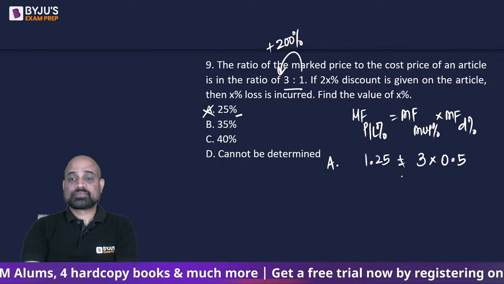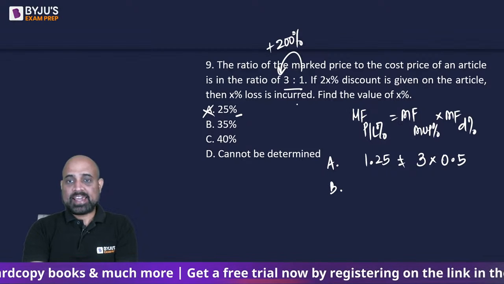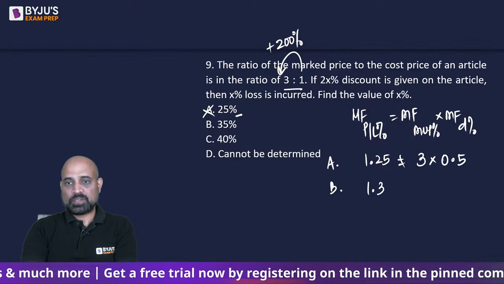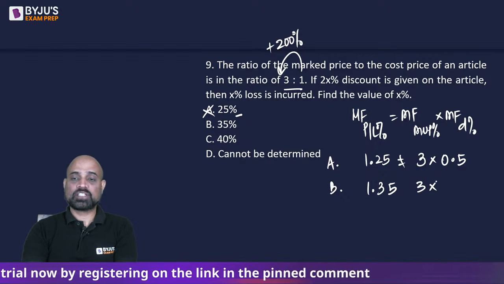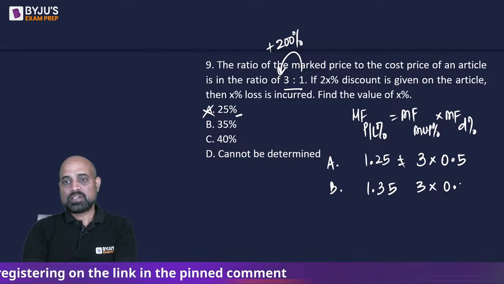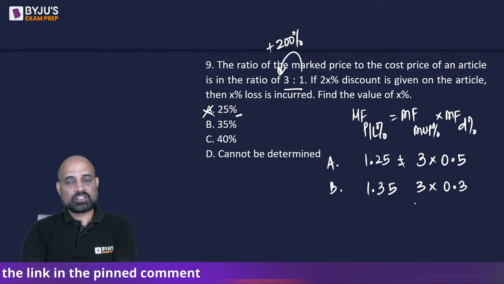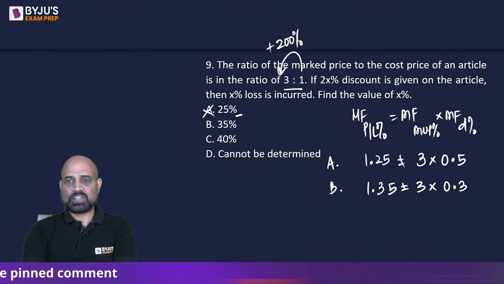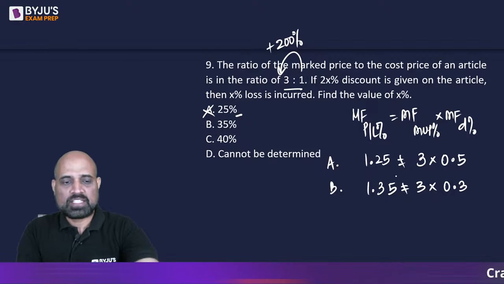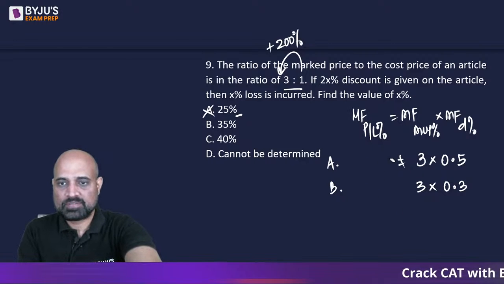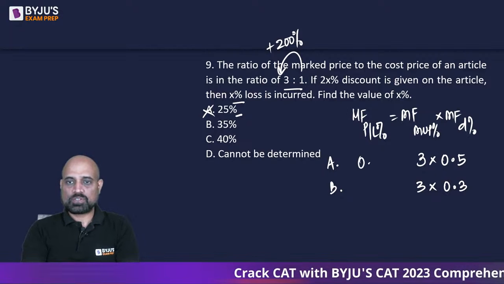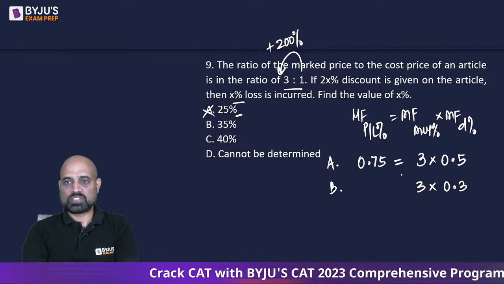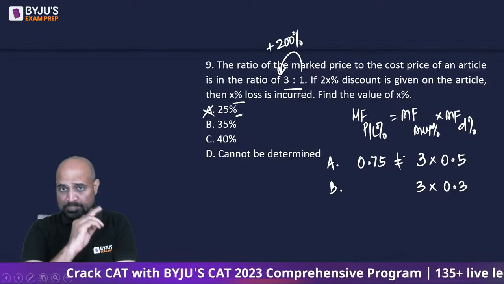B. If I take x as 35%, so this is 1.35 and this is 3 and a 70% discount, which would mean 0.3. 3 into 0.3 is 1.35. No. Okay, sorry, it says x% loss is incurred. See, it gets messed up again. x% loss is incurred, so I'm saying 25% loss is incurred. Okay, this still won't work.